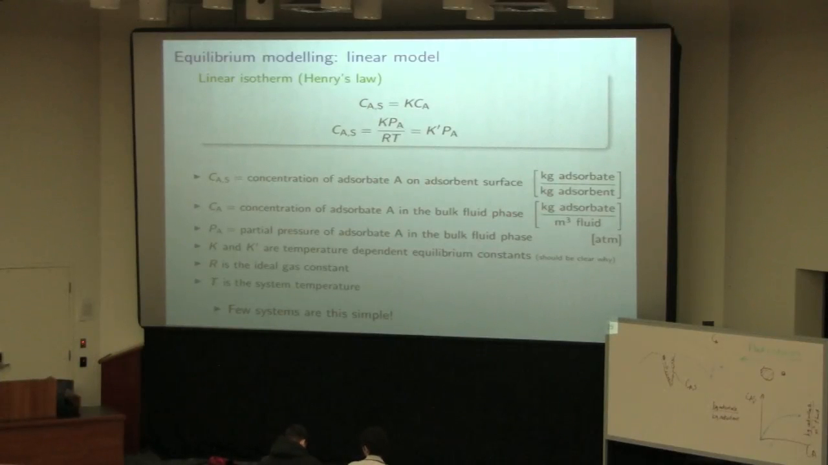Essentially, that relationship between CA in the bulk and CAS on the surface is Henry's law that you've seen in your mass transfer courses before. In fact, that constant K behaves in the same way as Henry's law in that it has the temperature dependence given by the Arrhenius equation for many systems. Not always, but in many systems, K changes with temperature the way the Arrhenius law does. So it's a good initial model, but it breaks down.